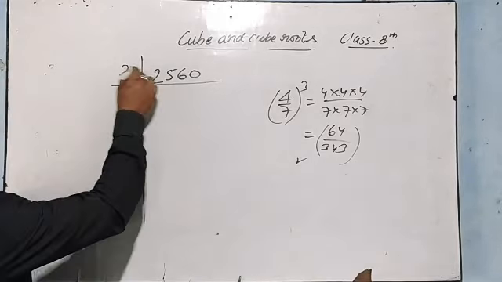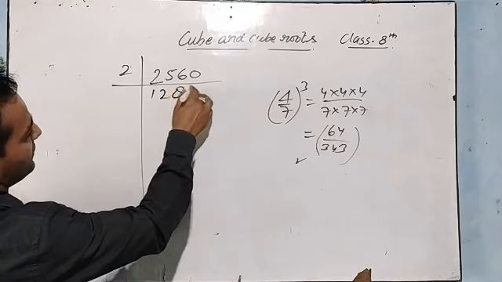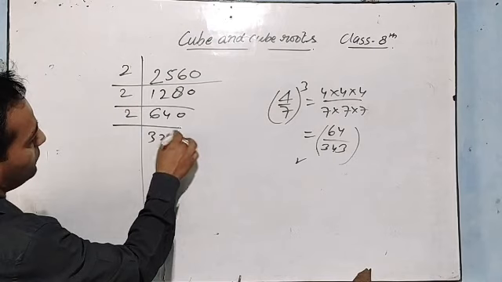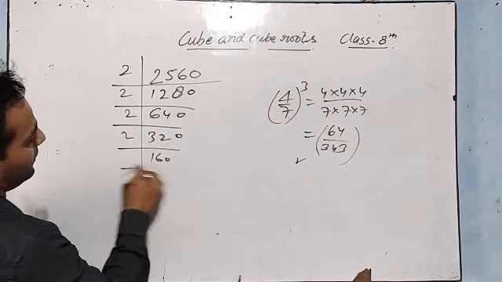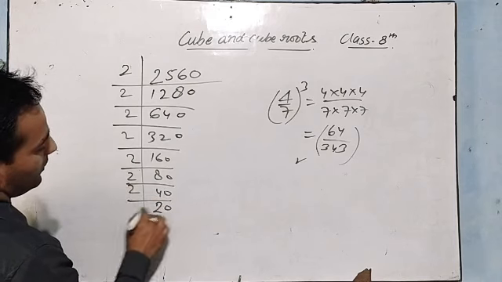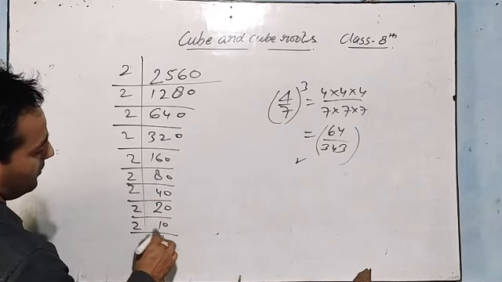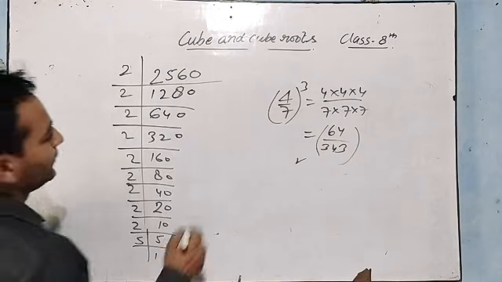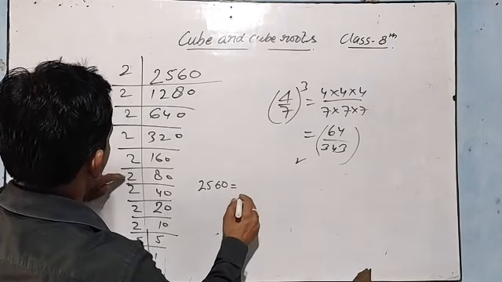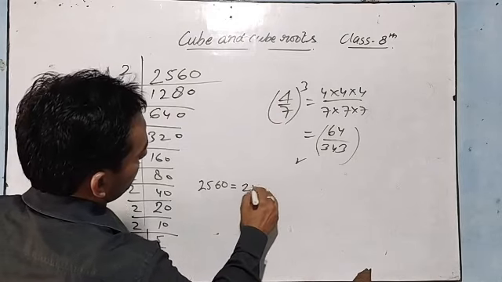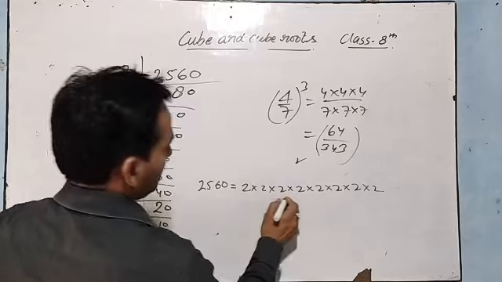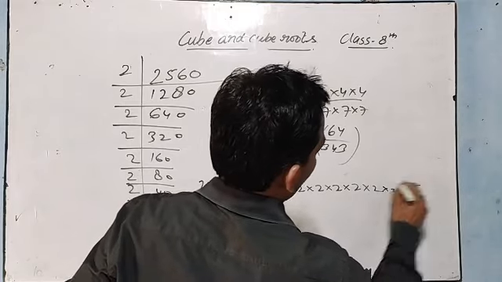Listen. 2 1s are 2, 2 2s are 4, 2 8s are 16, 0. 2 6s are 12, 2 4s are 8, 2 3s are 6, 2 2s are 4. This gives 80, 40, 20, 10, 5 and 5 and 5. Okay. So 2560 means 9 times 2, multiplied by 5.